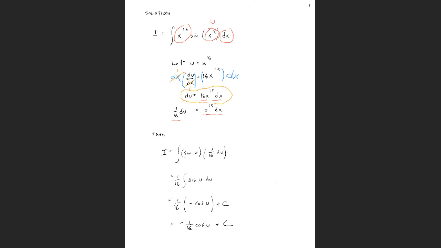And so now this integral becomes this integral. And that looks like a much nicer integral. Are there any questions up to this step here?